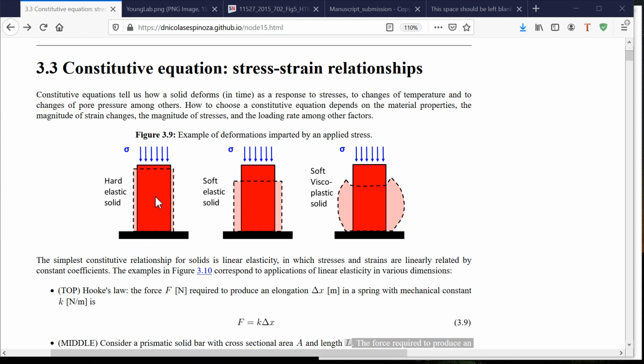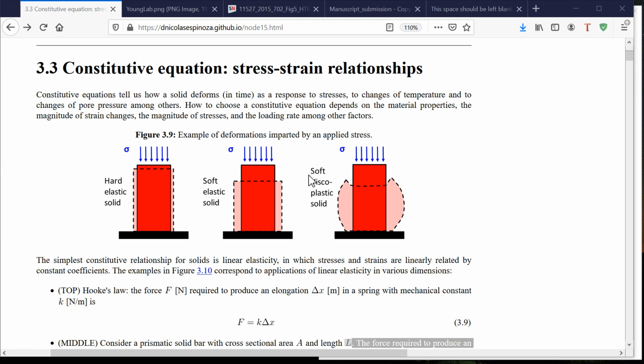The constitutive equations are the equations that link stress and strain. For example, if you have a hard solid and apply stress on top, you would expect this solid to deform in the direction of the stress applied. But also, you will expect this to deform sideways. The softer the solid, the more it's going to deform. And sometimes you can even have a time-dependent deformation, where after some time, keeping the stress constant, the solid continues to deform. How that stress relates to strain depends on the constitutive relationships.